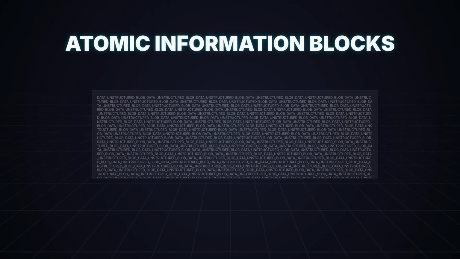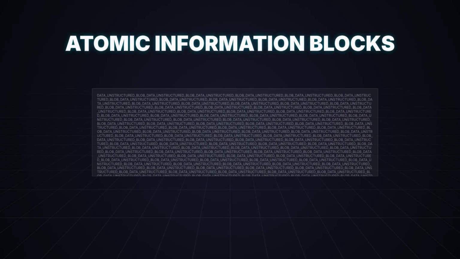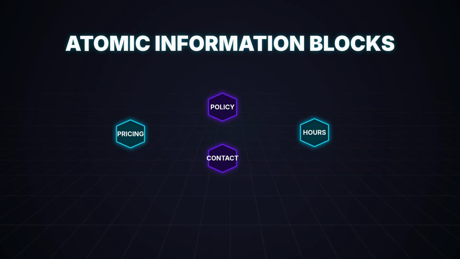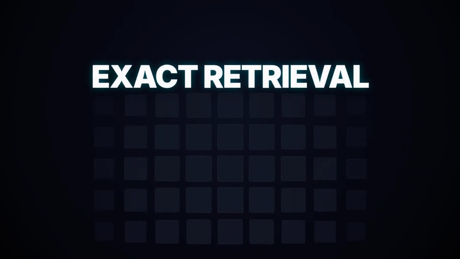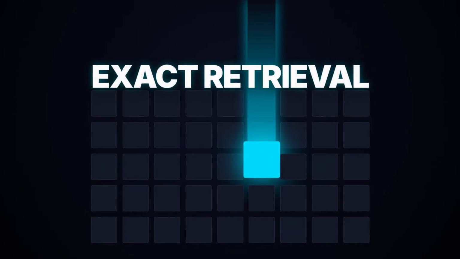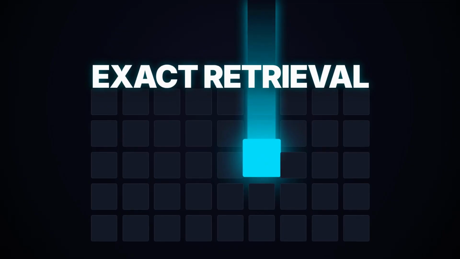Don't overlook rich text documents. These are for your specific business logic. Formatting is critical here. Use clear headings and bullet points to help the AI identify hierarchy. If you bury a key policy in a massive paragraph, the AI might miss it. By using atomic information blocks, small, titled sections, you ensure the system retrieves the exact knowledge chunk needed for the response.